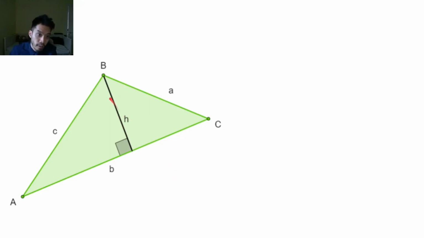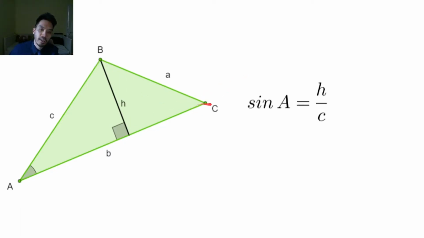Now we have triangles that are 90 degrees. By introducing this altitude, we can now use our primary trig ratios, which need 90-degree triangles. The first thing they did was choose a focus angle of angle A. So angle A is our focus angle. If they want to use a sine ratio, the opposite to this focus angle is H, and the hypotenuse is C. So they've written sine of A is equal to opposite, which is H, over hypotenuse, which is C.